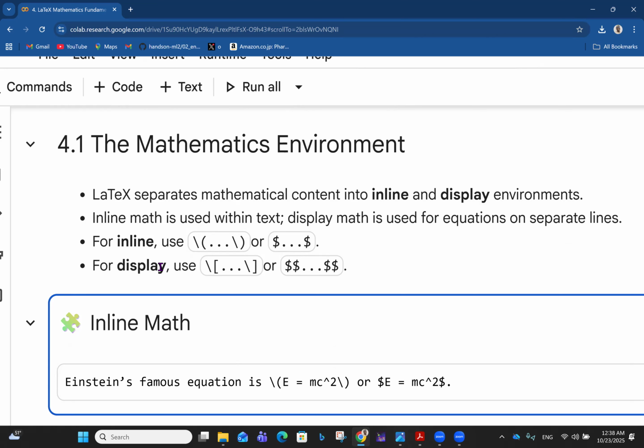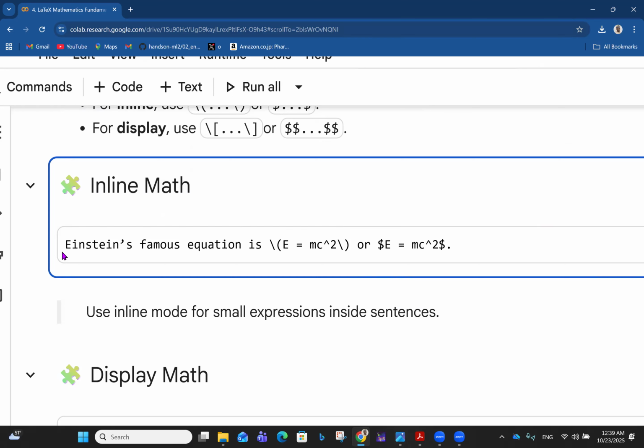So for inline, you can use backslash open bracket, write whatever you have to write in between, and then backslash close bracket. Or you can use a single dollar sign. These two will do the same. For display, you can use backslash open square bracket, write whatever you have to write, and backslash close square bracket. Or you can use double dollar. That would do that for you. A very good example is maybe you're just talking and you write Einstein's famous equation is this. You can do this or this, and it gives you the same result.